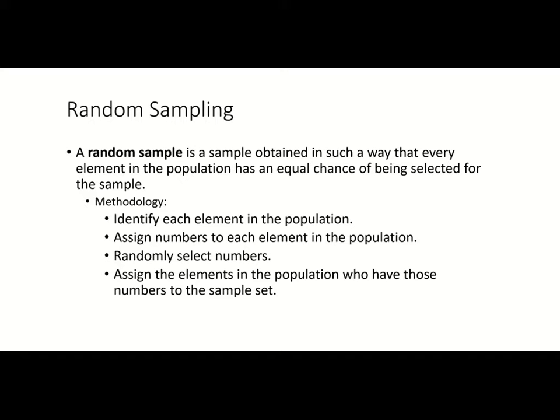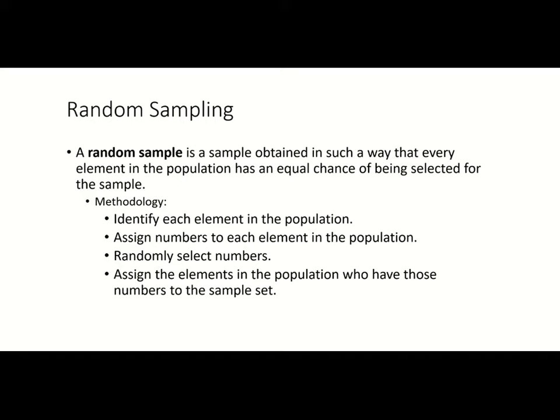You could select people to survey by random sampling, and a random sample is obtained in such a way that every element of the population has an equal chance of being selected for the sample. So we're talking about the people in the city. One way you could do this is to assign numbers to every element of the population. You could assign numbers to the people in the city, which is a little bit hard, but maybe to the houses in the city, and you could randomly select those numbers. And those will be the people you survey.